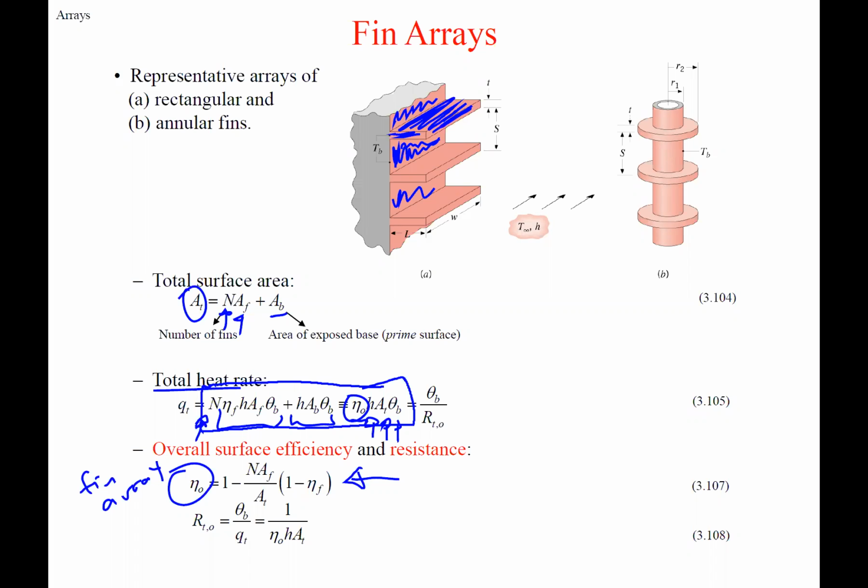We can also look at a fin array as just a resistor. We would have the temperature of the base, a single resistor, T infinity, and we would have our R_t,o, which takes into account all the fins and this exposed base. It's just the total overall resistor. That whole fin array is just one single resistor.